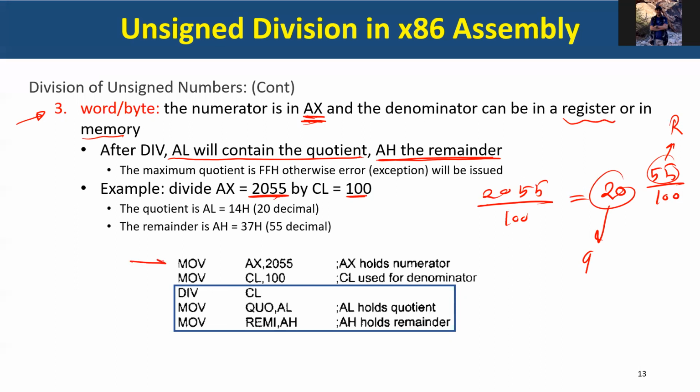So we move the numerator 2055 into AX. We move the denominator here to CL. You can use any register. And we say div CL. So automatically, the processor will divide the 2055 over the value inside CL. Then the quotient will be in AL, and the remainder will be in AH. And of course, you can store this quotient and this remainder into some memory locations.